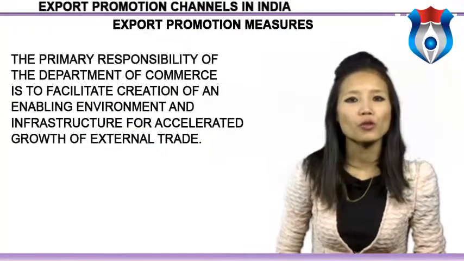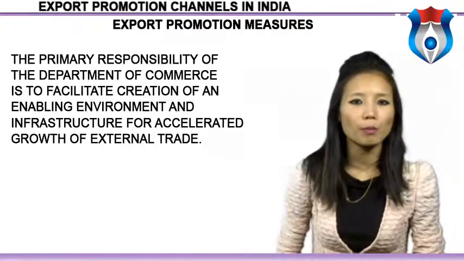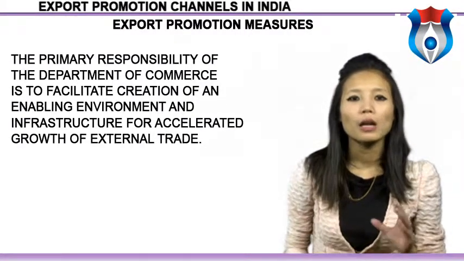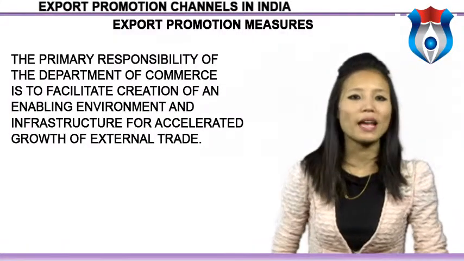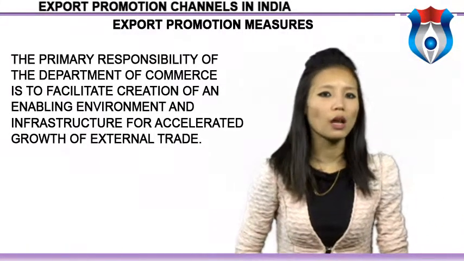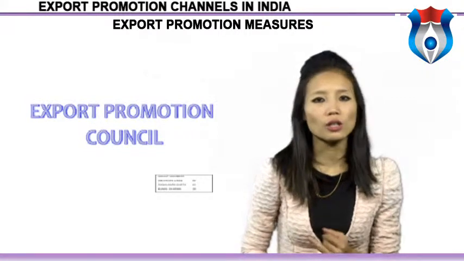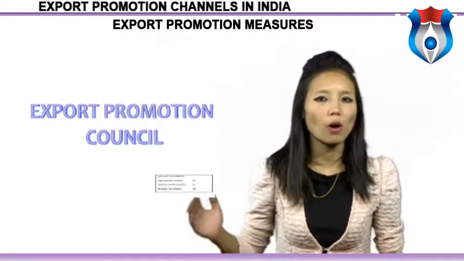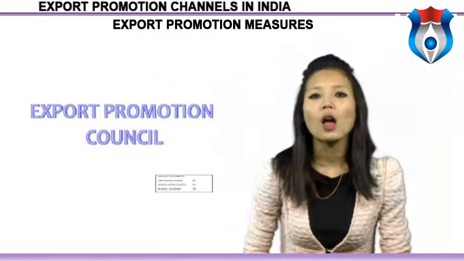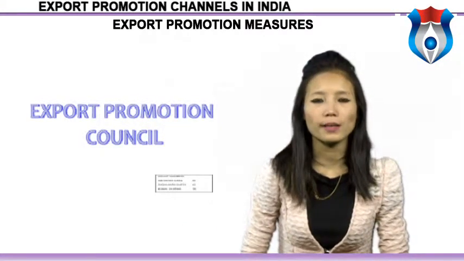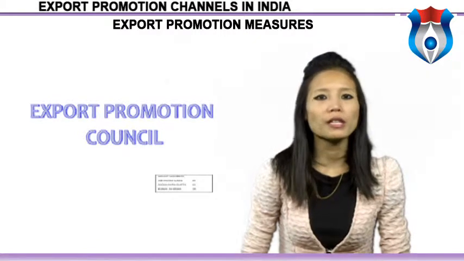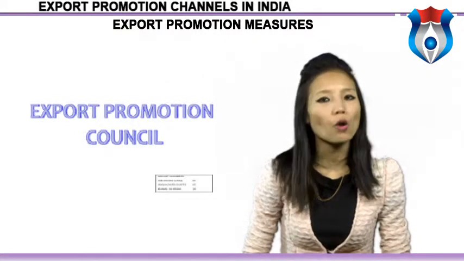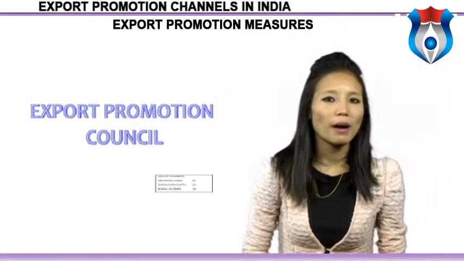Export Promotion Measures. The primary responsibility of the Department of Commerce is to facilitate creation of an enabling environment and infrastructure for accelerated growth of external trade. The core functions include regulation, development and promotion of India's international trade and commerce through formulation and implementation of appropriate trade and commercial policies. Creation of an international standard infrastructure for rapid growth of trade is an integral part of the overall long-term policy being pursued by the department.